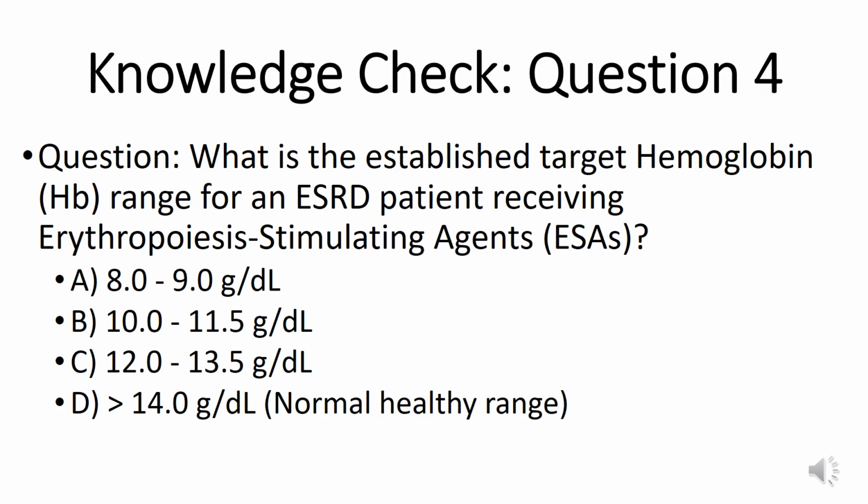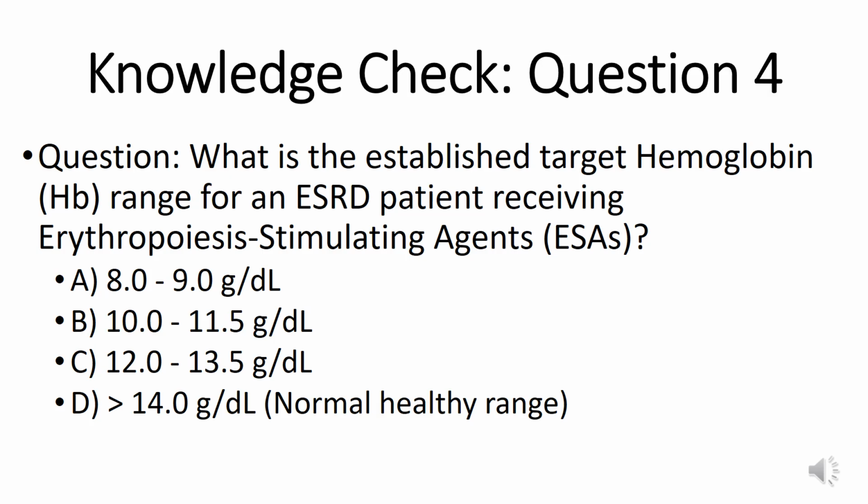Here is another important knowledge check in the management of end-stage renal disease. The question asks about the established hemoglobin target for patients with end-stage renal disease who are receiving erythropoiesis-stimulating agents, also known as ESAs. The correct answer is B, 10 to 11.5 grams per deciliter.